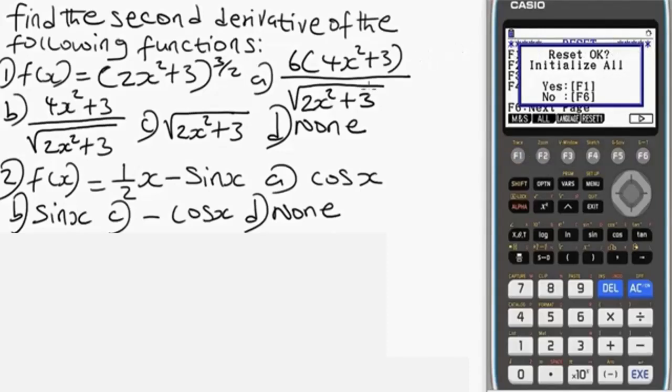Okay, so we're going to find the derivative of all the functions we have here. Very interesting, guys. You will learn a lot. Okay, it's done. Press exit.